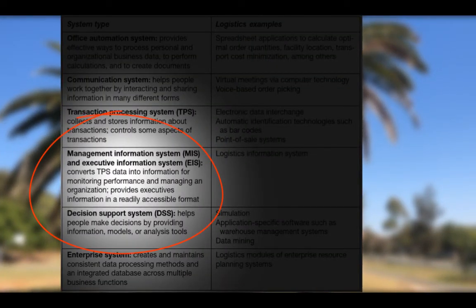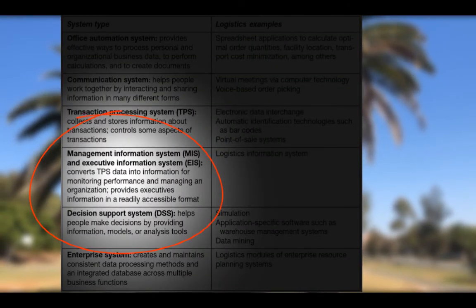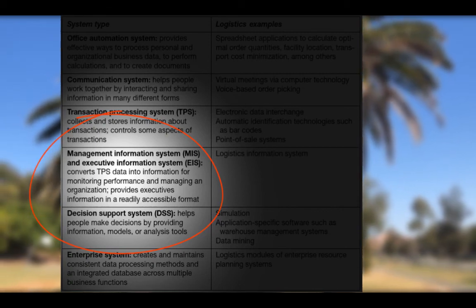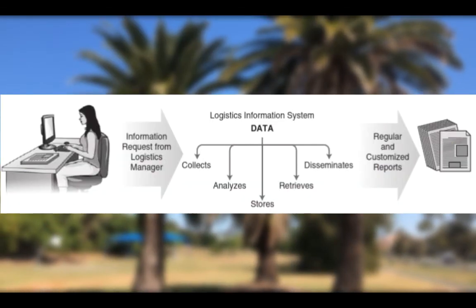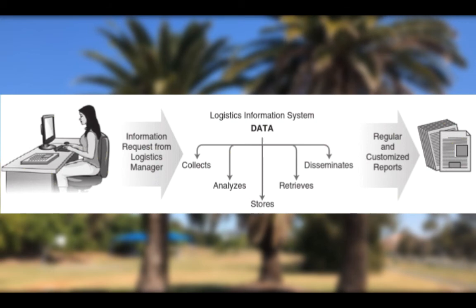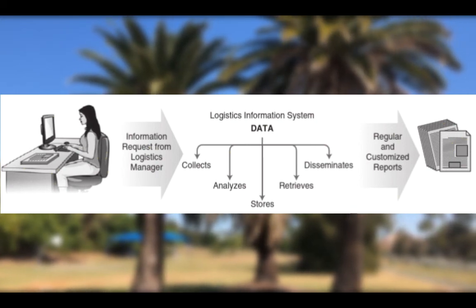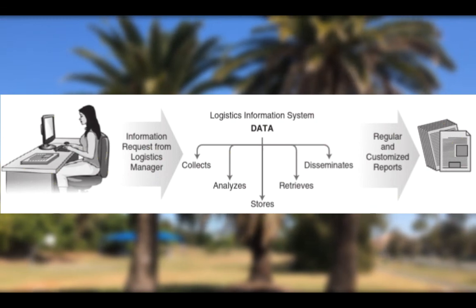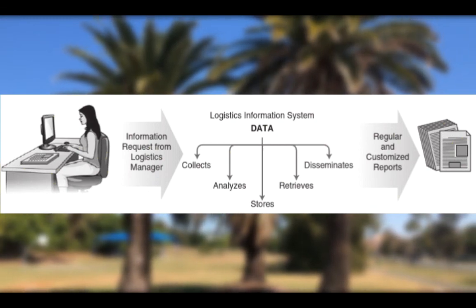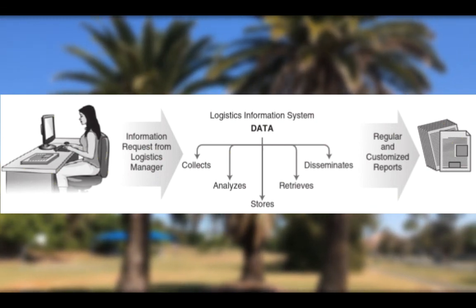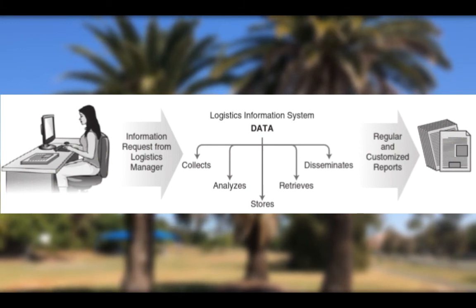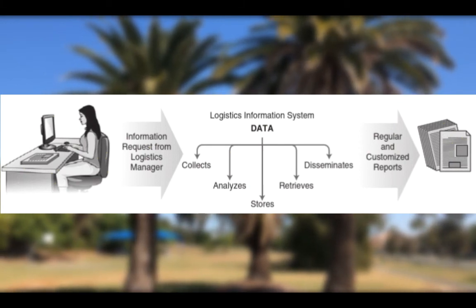MIS and EIS are systems that convert the data from TPS into suitable information that managers can use. As you can see, the logistics manager is requesting information such as stock count of plastic straws. Barcodes used in TPS beforehand have recorded the stock checks as data in the logistics information system. The LIS will now present the data to the manager in a meaningful way, enabling her to form decisions.